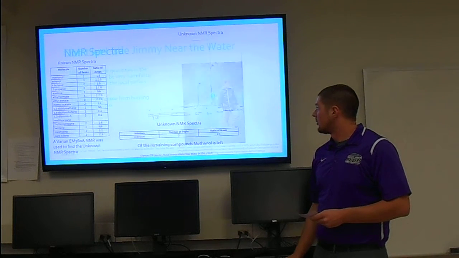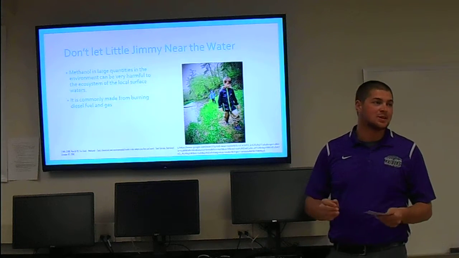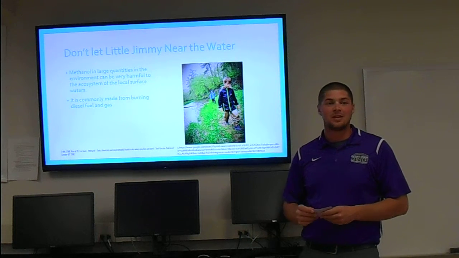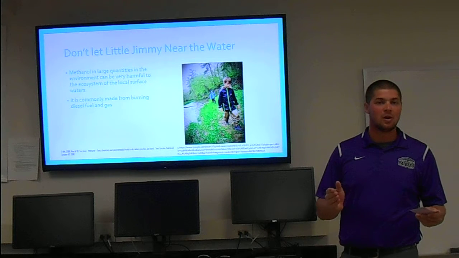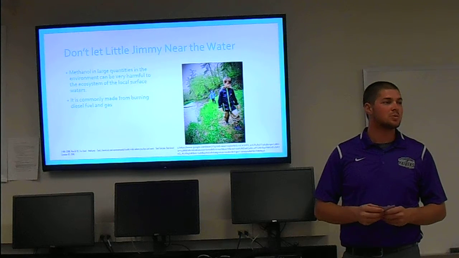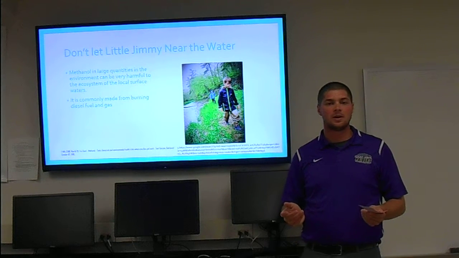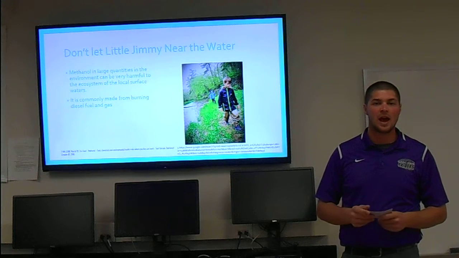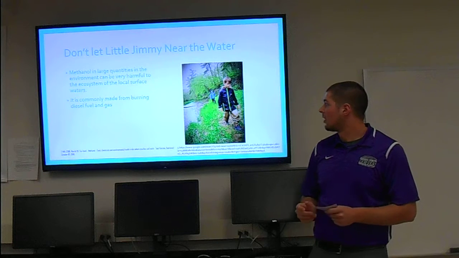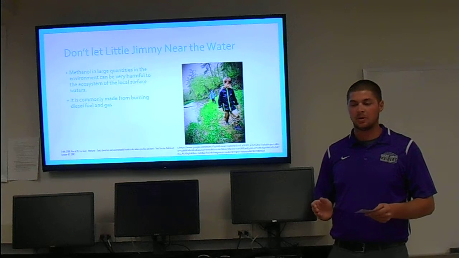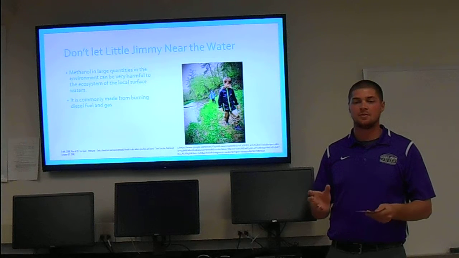So now, should we be worried? Yes, we should be worried. We cannot let little Jimmy play near the stream. Methanol can be very harmful to humans as well as local ecosystems. It's commonly made from burning diesel fuel or gas. It's very harmful to people and the local ecosystems, even if you're touching it.